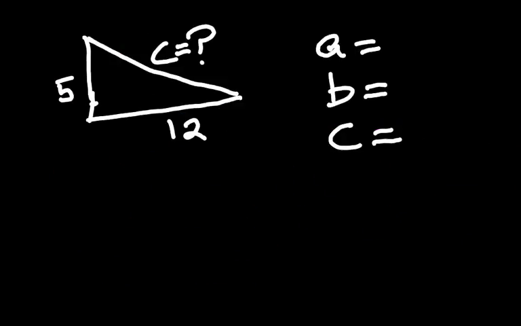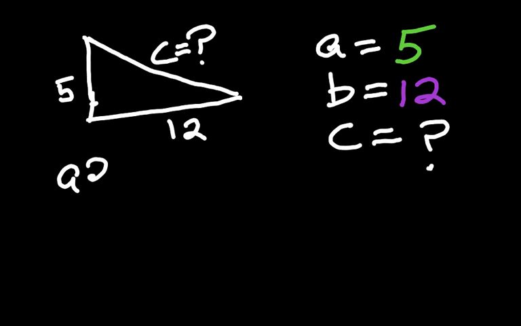Okay, so here we are in a new triangle. And the first thing we need to figure out is what is A? What is B? And what is C? We have no idea. So A is 5, B is 12, and C is what we're trying to solve for. So we're going to use our trusty Pythagorean theorem, a squared plus b squared equals c squared, and then we're just going to put those numbers right in.